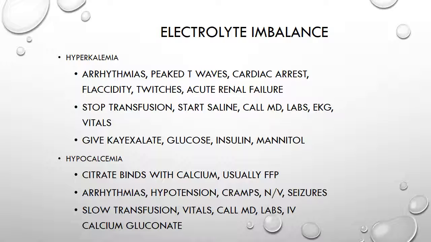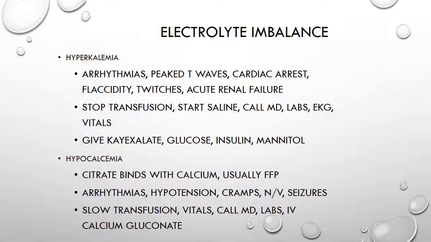Another electrolyte imbalance that we can see is hypocalcemia. What occurs with the hypocalcemia is there is citrate in the blood component itself, which binds with the calcium and thereby drops the calcium level in the serum. Usually we see this with our patients who get FFP. Those are the patients that most often we see become hypocalcemic.